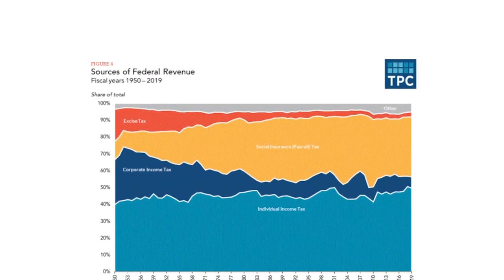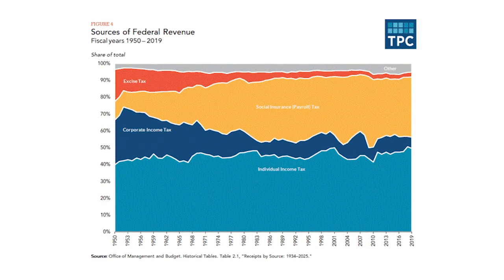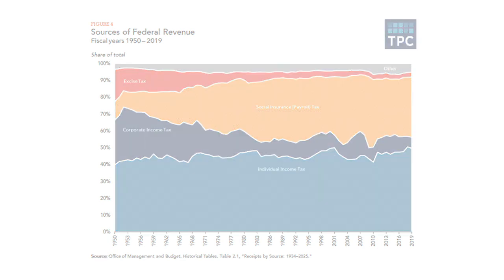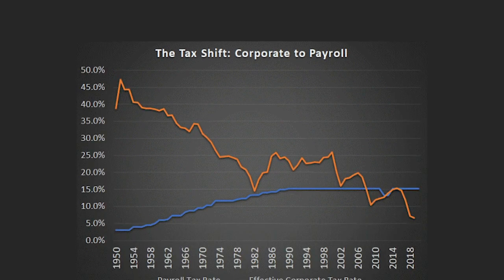Here's why I think that's an important thing to consider. Let's look at a couple of charts that I showed in a video a couple of weeks ago. This first one shows the sources of federal revenue going back to 1950. As you can see very clearly, one of the biggest changes is that corporate income tax has fallen as a percentage of federal tax receipts, and the percentage of payroll taxes, things like Medicare and Social Security, have risen very substantially. Here's the reason for that.